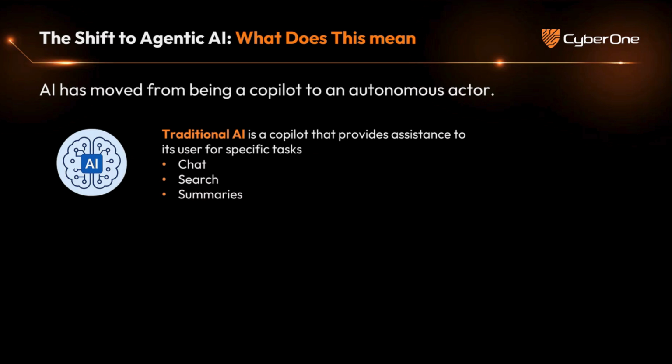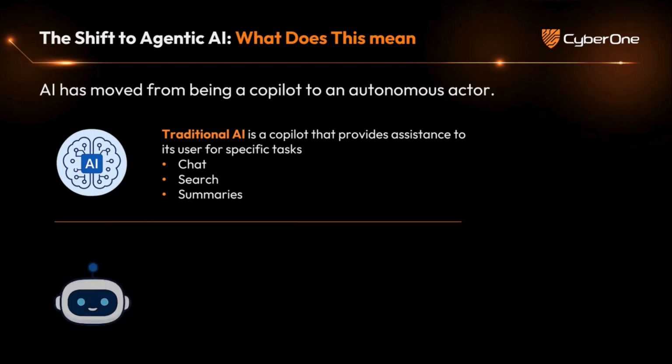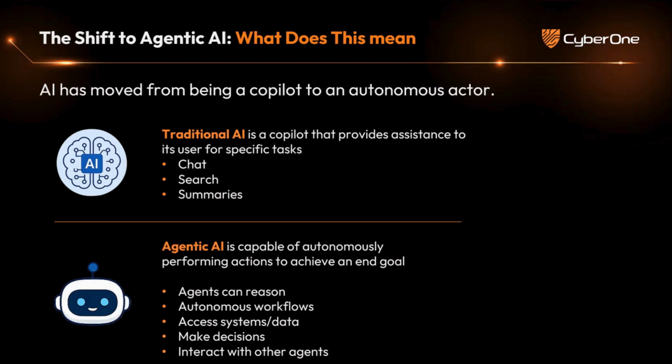That's not to say that it's old or unsophisticated. LLMs like ChatGPT or Copilot are very, very powerful. It's just that the functionality is slightly more limited than an agentic AI. So traditional AI is focused around chat and search, summaries, those kind of activities. Whereas if I bring up agentic AI, it's much more autonomous, okay? The idea is that it is able to perform actions and achieve goals based on a set of instructions.